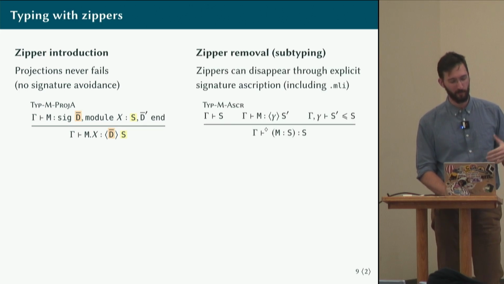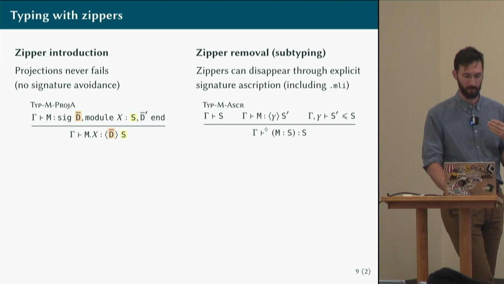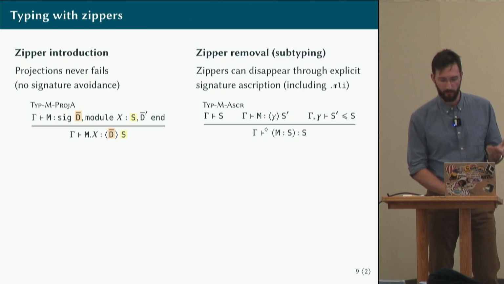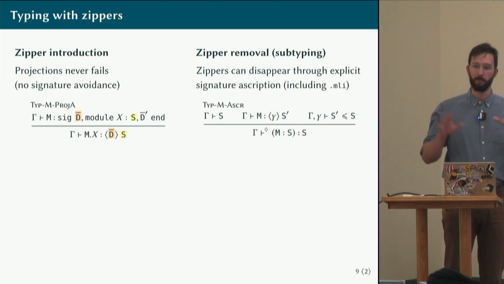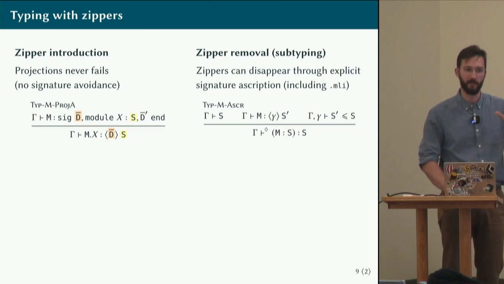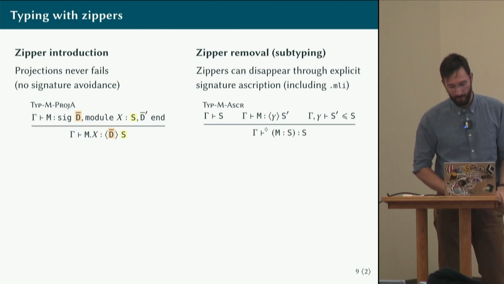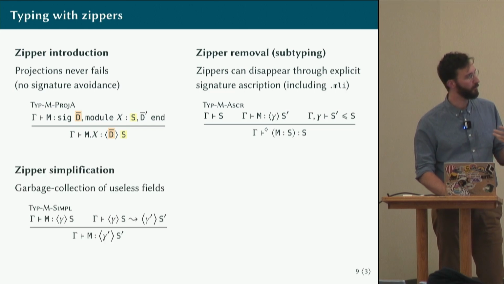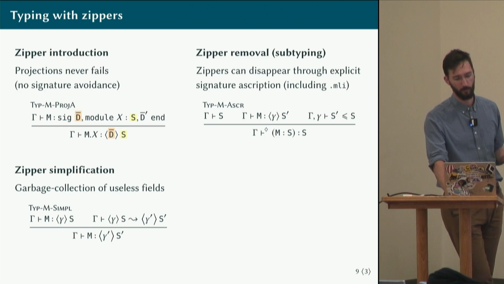We have a zipper removal through subtyping. So if you have a module that has a zipper signature and you do an ascription to force a normal signature, then the zipper disappears. And this is in the normal workflow of an OCaml developer. This is typically what happens when the result of the inference of the ML file meets the MLI file. So the idea is that ZipML is not implemented yet, but if it were, probably most of the time the developer would never see the zippers. And finally, we have this floating garbage collection of useless fields with a mechanism of simplification.